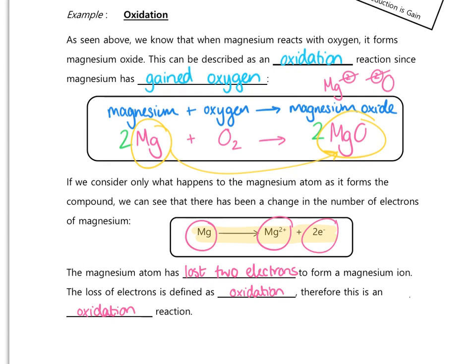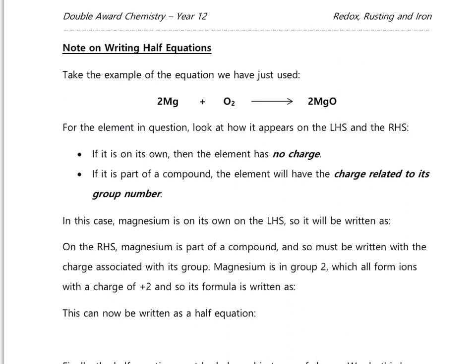So in this reaction, the reaction of magnesium with oxygen, we can see that it's oxidation because the magnesium has gained oxygen, which is oxidation. But we can also see that magnesium has lost electrons, which is also oxidation. So let's have a quick look at how you write half equations from a full equation, and that will become really important later on in this topic.